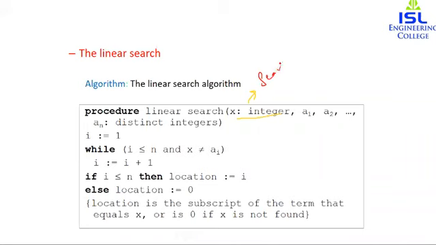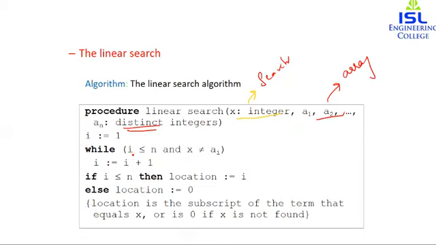So the input is the search element X along with an array of integers. And what are the integers? They are distinct, so any two integers in that array are not the same. Next, we have to initialize the index value I equal to 1. Normally, whenever we are seeing these problems, the index value is taken as 1.